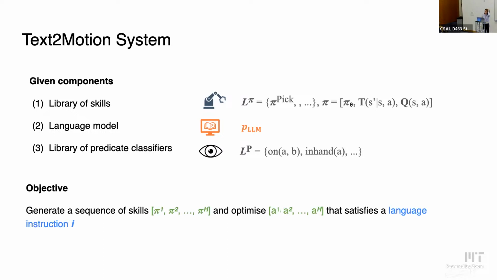Okay, and so what's the objective? The objective is to generate a sequence of skills and then optimize them such that it satisfies a language instruction and deals with all of these geometric dependencies as well.